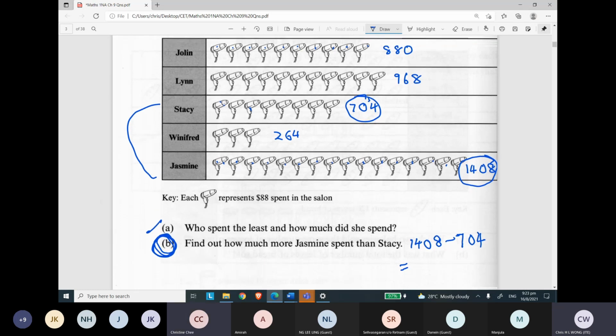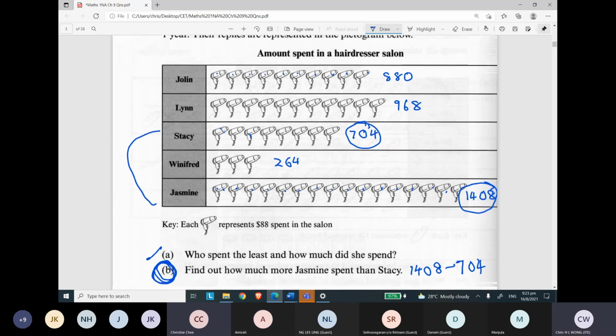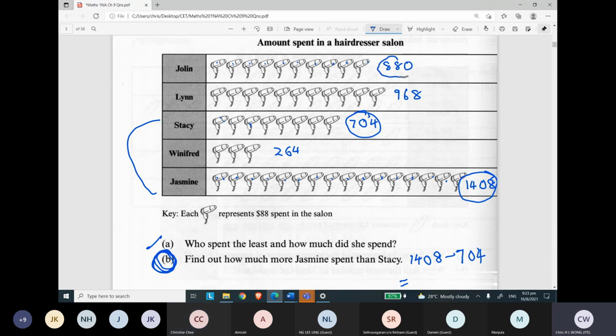Sorry, I think I forgot how you calculate to get all the 880, 960. This one very easy. Okay, how do you do this? You're wondering how I get this, is it? You see, one hair dryer represents how much? 88. All you need to do is just count how many. 1, 2, 3, 4, 5, 6, 7, 8, 9, 10, right? 10 times 88, gives you 880 lah.